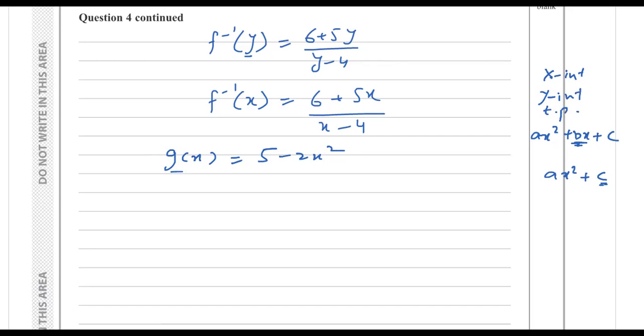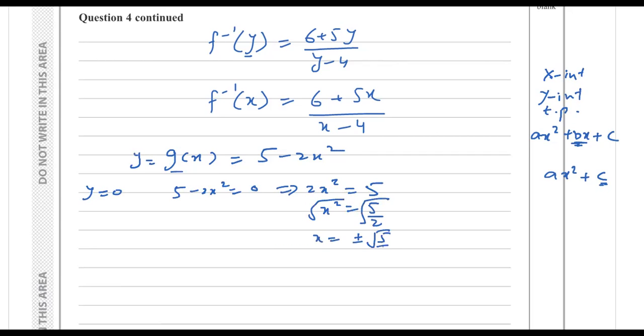Now for the x-intercept, I will put y is equal to 0, and I will get the x-intercept. I will get 5 minus 2x square equal to 0. That will be 2x square equal to 5, and x square will be equal to 5 over 2. Take the square root on both sides. It will be x equals plus or minus the square root of 5 over 2.